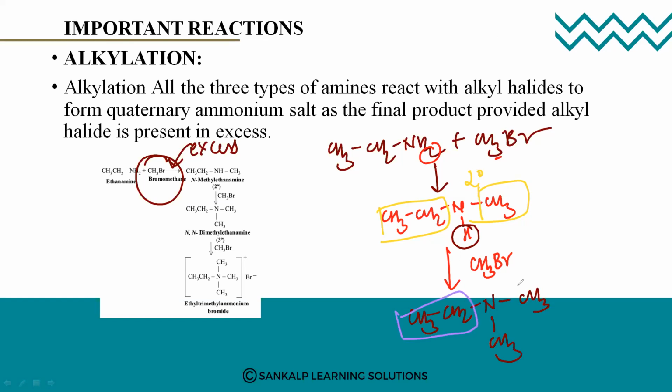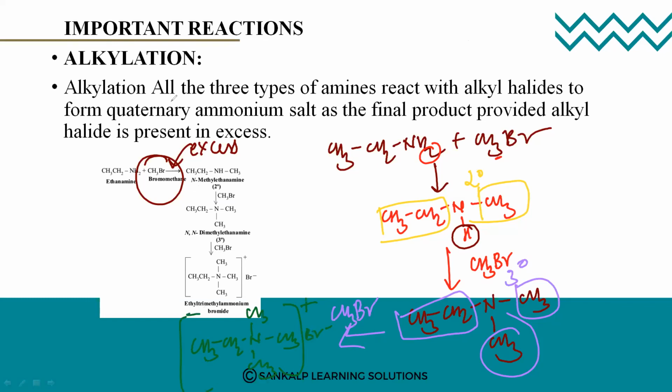So one, two, and three. This is a tertiary amine. Now further, again, if you treat it with excess of alkyl halide, what you obtain is a quaternary ammonium salt, that is CH3CH2N(CH3)3. So it forms a quaternary ammonium salt.